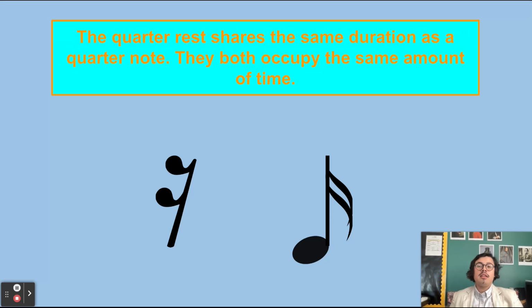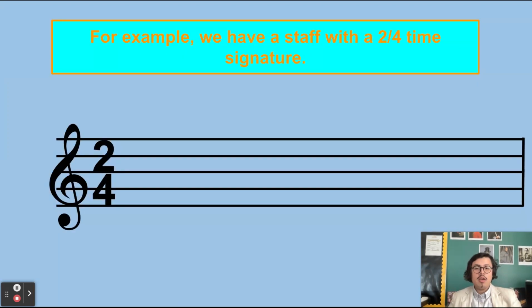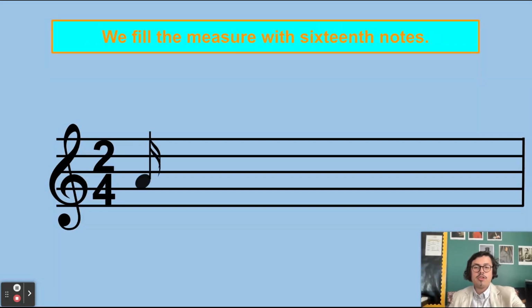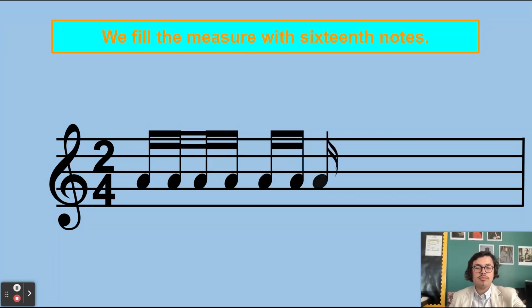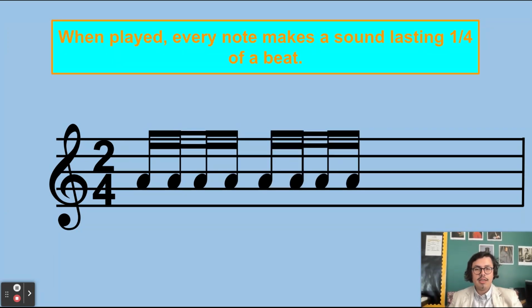All right. Last but not least, the 16th rest. It shares the same duration as a 16th note, and they both occupy the same amount of time. For example, we have a staff with a 2/4 time signature again. So we're going to fill the measure with 16th notes. When played, every note makes a sound lasting a quarter of a beat. So 1 e n d, 2 e n d, 1 e n d, 2 e n d.